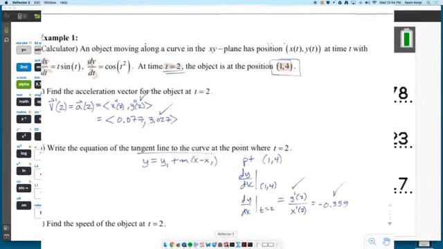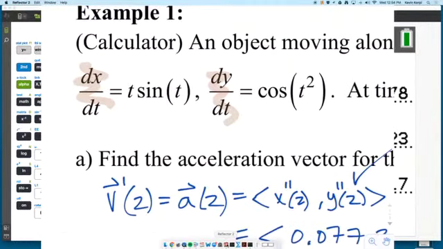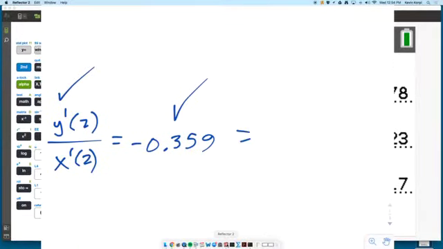Now, these equations, you could actually plug in by hand. You don't have to use the calculator here. At t equals 2, dx dt is 2 sine of 2. So you could actually leave it as an exact answer, right? And dy dt is going to be cosine of 2 squared, which is cosine of 4. So you could have also had, over here, cosine of 4 over 2 sine of 2.